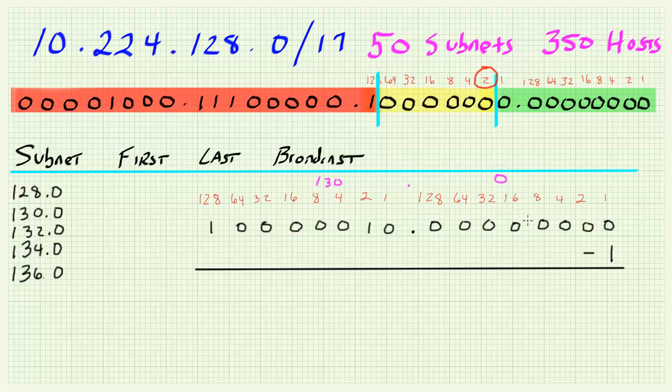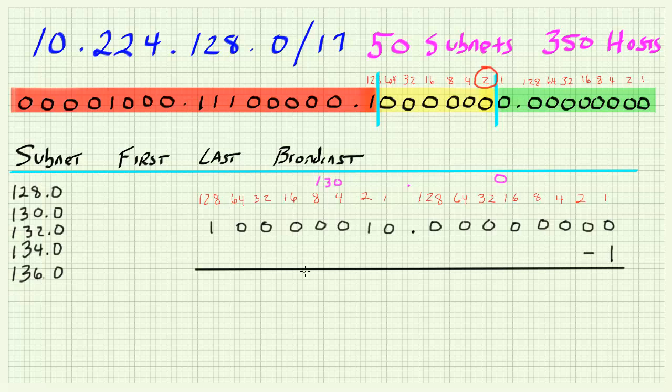This is actually the 4th octet within the context of the entire IPv4 address space. So this is the 4th octet. Everything is 0. This is the 3rd octet. We've got the 128-bit set to 1, and we've got the 2-bit set to 1. Everything else is 0. So if we add 128 and 2, we get 130. So that's our second subnet.